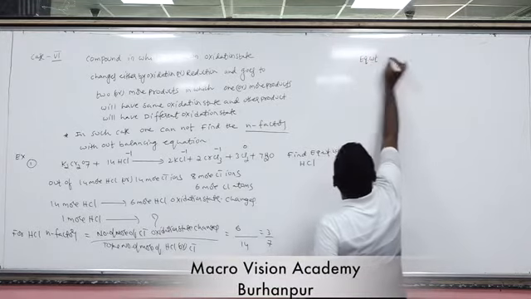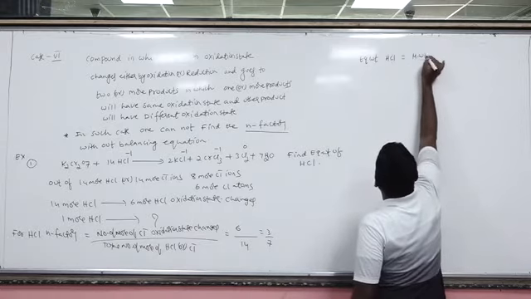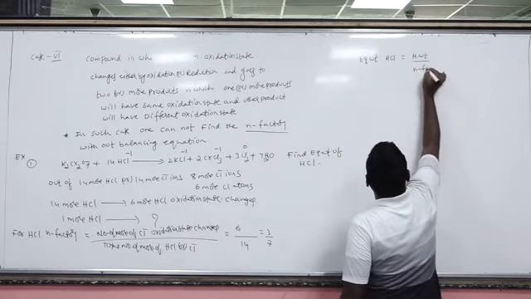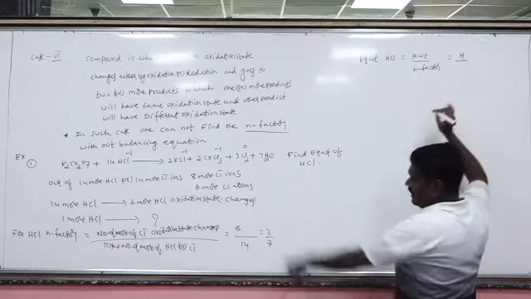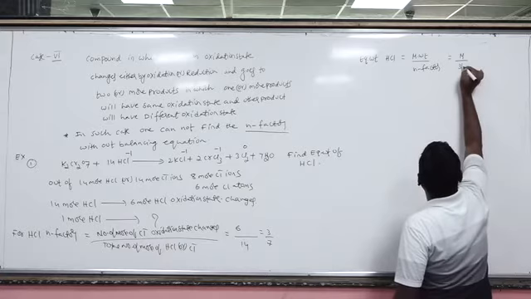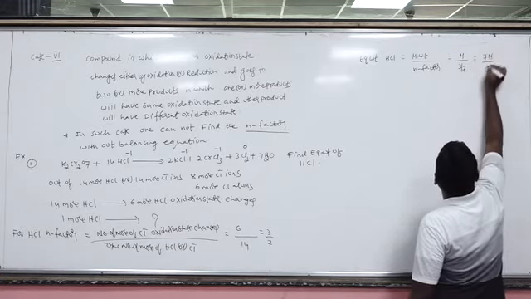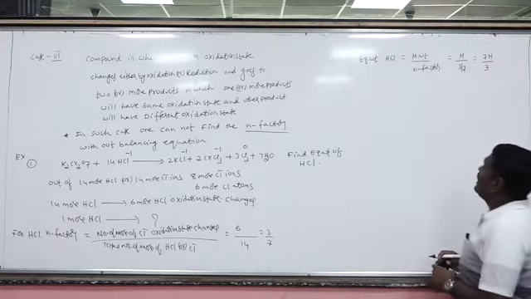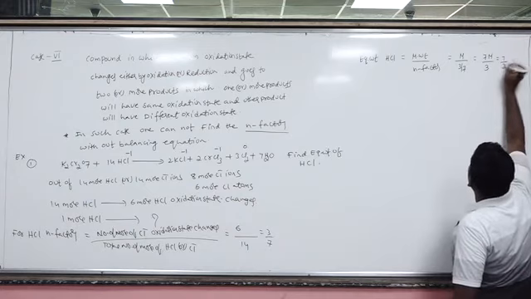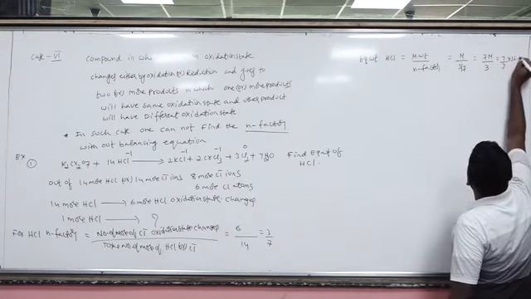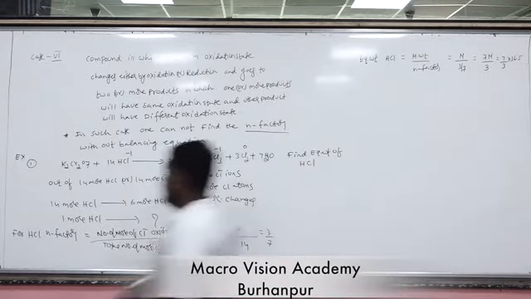So the equivalent weight of hydrochloric acid is equal to molecular weight upon n factor. Molecular weight upon n factor, which is 3 by 7, so 7 into M by 3. Do you know the molecular weight of HCl? 36.5. So I am writing 7 by 3 into 36.5. This is the equivalent weight of hydrogen chloride.